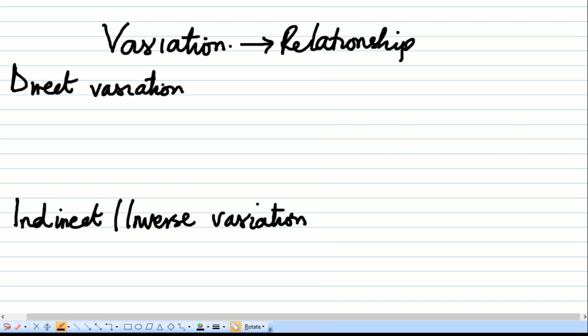So what's direct variation? Remember, we said that variation is used to describe relationship. I like this word relationship in variation because understanding what relationship means is going to help you to clearly see what's going on in variation. So in direct variation, we're saying that the relationship between two quantities under consideration is mutual, right? They are always going in the same direction. Look at what I mean.